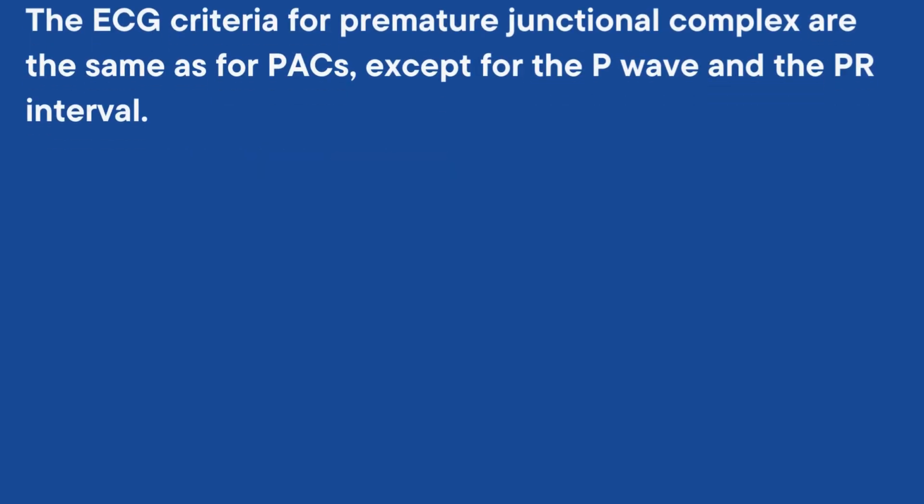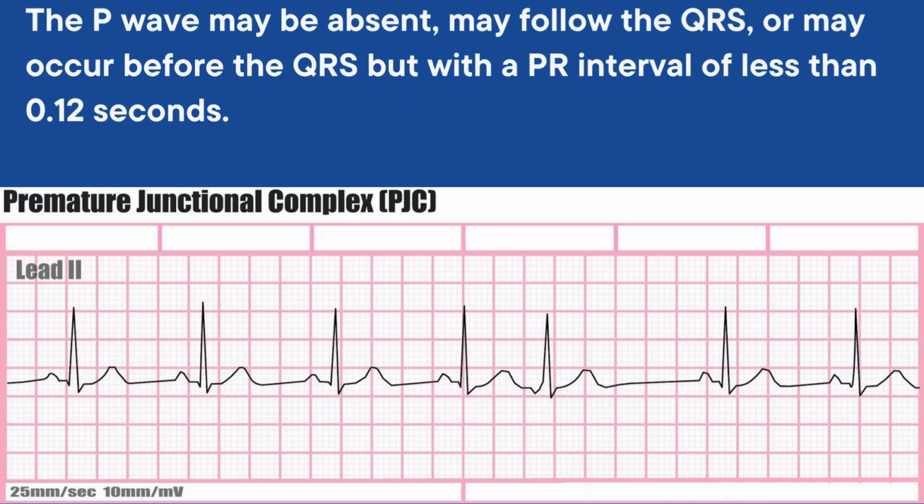The characteristics of premature junctional complexes are almost the same as for PACs, except for the P wave and the PR interval. The P wave may be absent, may follow the QRS, or may occur before the QRS but with a PR interval of less than 0.12 seconds. This dysrhythmia rarely produces significant symptoms. Treatment for frequent premature junctional complexes is the same as for frequent PACs.